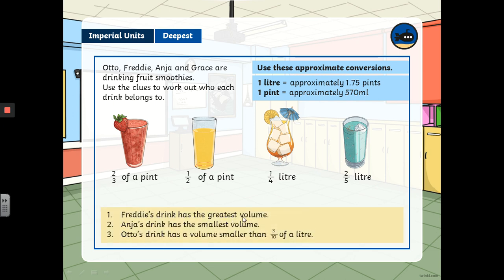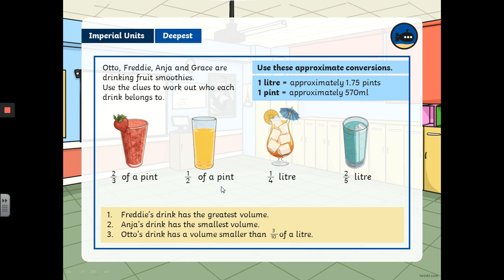Freddie's drink has the greatest volume. Anya's drink has the smallest volume. Otto's drink has a volume smaller than 3/10 of a liter. Now, children, you can find this answer if you try to work out 2/3 of a pint is how many liters, half of a pint is how many liters, 1/4 of a liter is how many pints, or 2/5 liters how many pints.